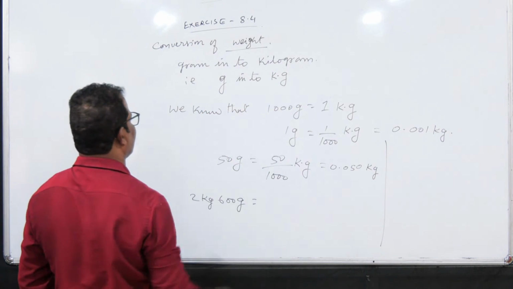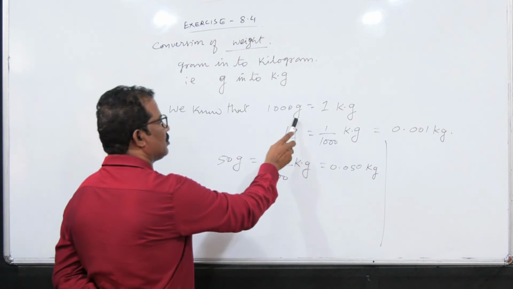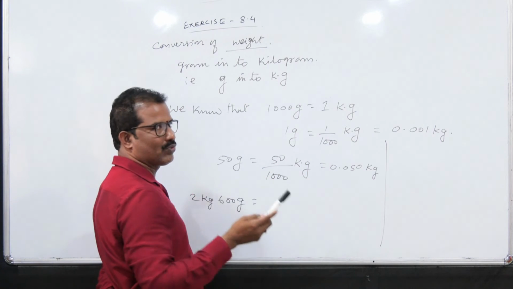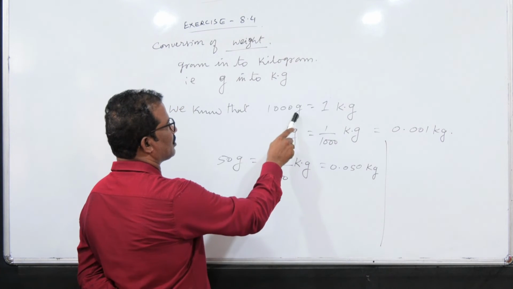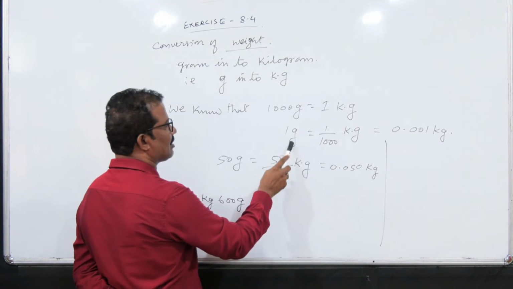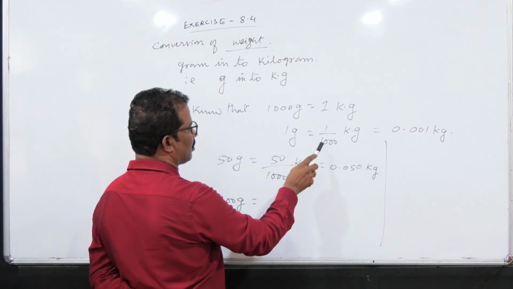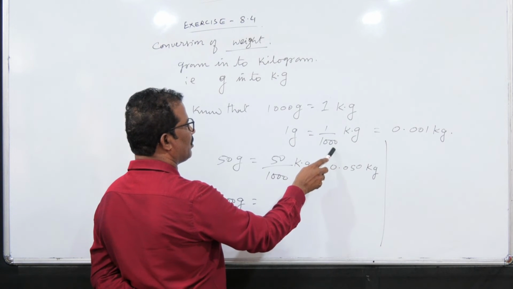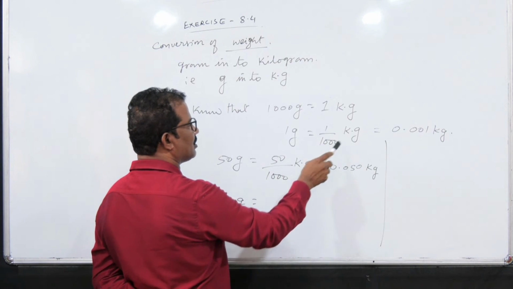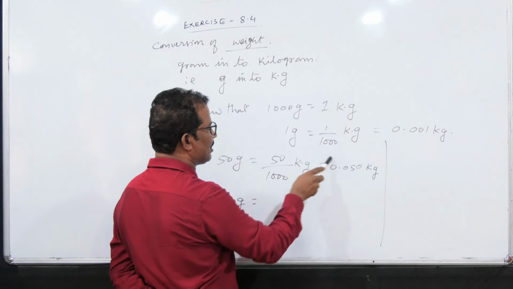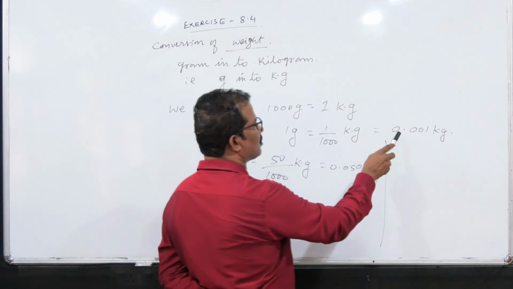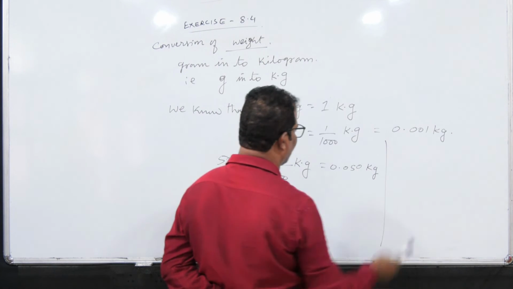We are going to see a new conversion, that is of weights, gram into kilogram, that is g into kg. So we know that 1000 grams is equal to 1 kg. As we know in the lower classes, 1000 grams is equal to 1 kg. Then 1 gram is equal to 1 by 1000 kg. So this 1000 will go that side, it will become the denominator, that is 1 gram is equal to 1 by 1000 kg. The decimal representation of this 1 by 1000 is equal to 0.001 kg only.